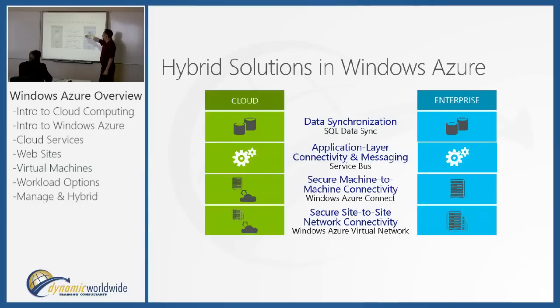You have application layer connectivity and messaging across the Service Bus, secure machine-to-machine connectivity using Windows Azure Connect, and also site-to-site network connectivity utilizing virtual network. We have all kinds of options to literally mirror the environment that we're in right now in the cloud.